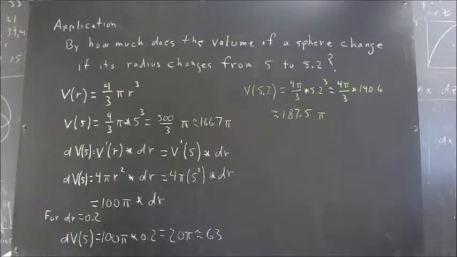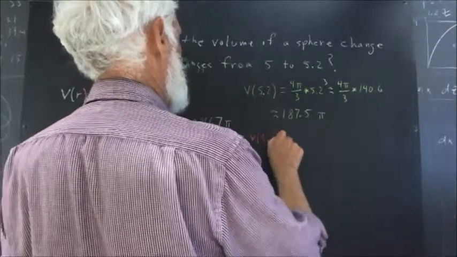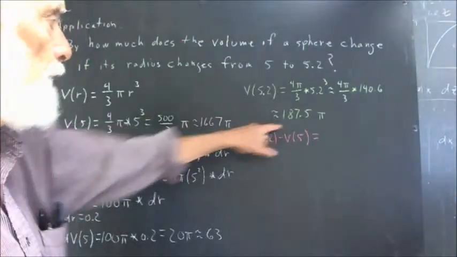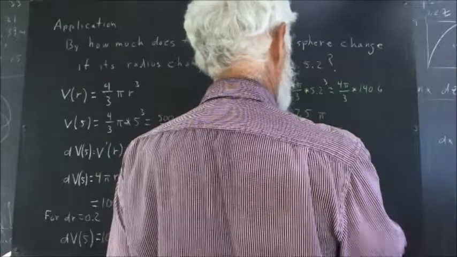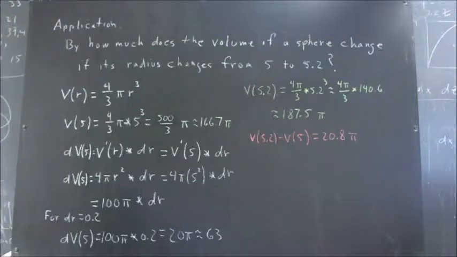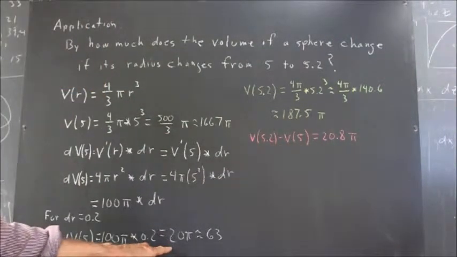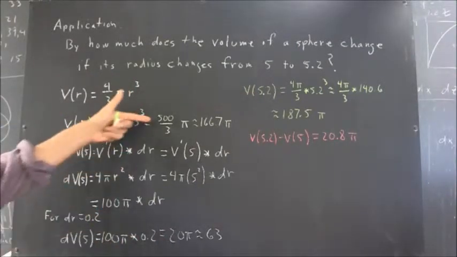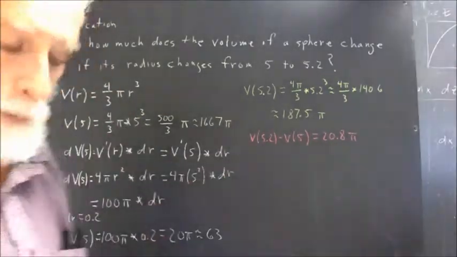So our difference is V of 5.2 minus V of 5 equals, well, this minus this, and the difference is 20.8 pi, with some uncertainty in that third significant figure of the coefficient of pi. Okay, so that's pretty close to the 20 pi that we got down here, and my 100 was correct here, it wasn't dependent on this calculation.